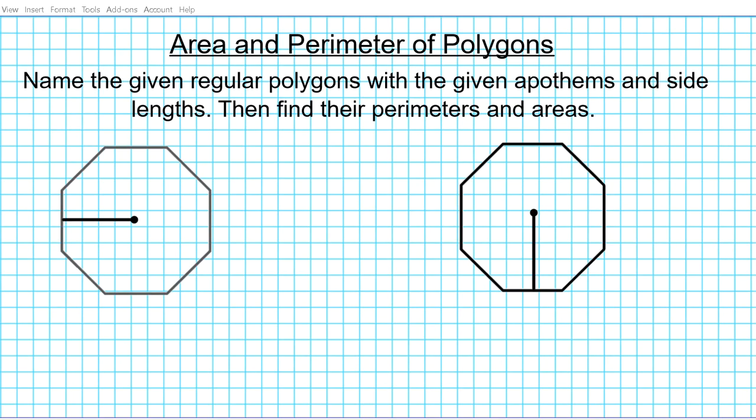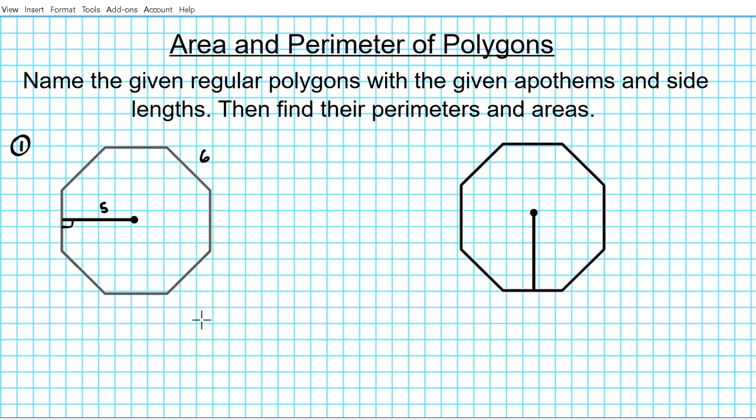All right, so the instructions for the examples that we're working on is as follows. We are to name the given regular polygons with the given apothems and side lengths, then find the perimeters and areas. Okay, so let's start with number 1. Let's name this polygon right here. So let's say this is the apothem. The apothem is 5 units long, and then each side length is 6.